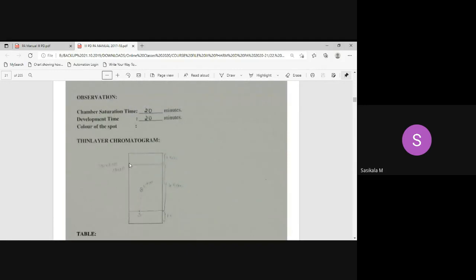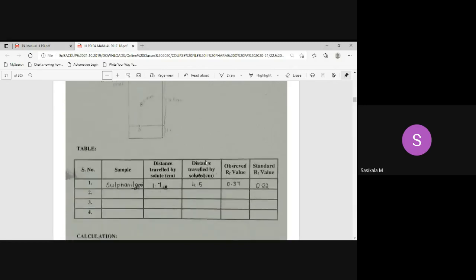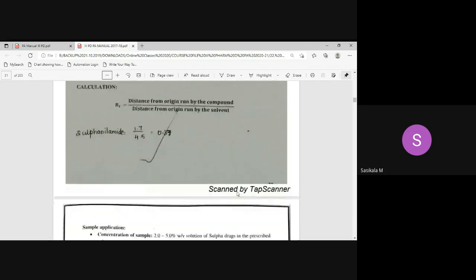If you mark the solvent front before starting your development, then it will definitely be constant. You measure 4.5 centimeter, keep the marking, and allow the solvent to move until this marking, so it will definitely be 4.5 centimeter. So don't change the distance traveled by the solvent, only change the distance traveled by the solute. Increase the readings from 1.7 in order to get the closest reading towards the standard reading. The standard value is 0.22. Have you all noted down?